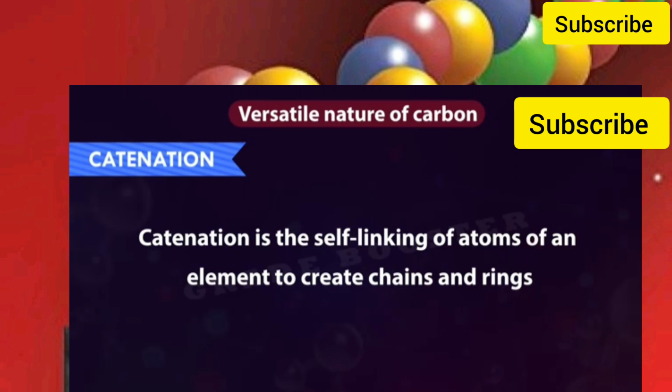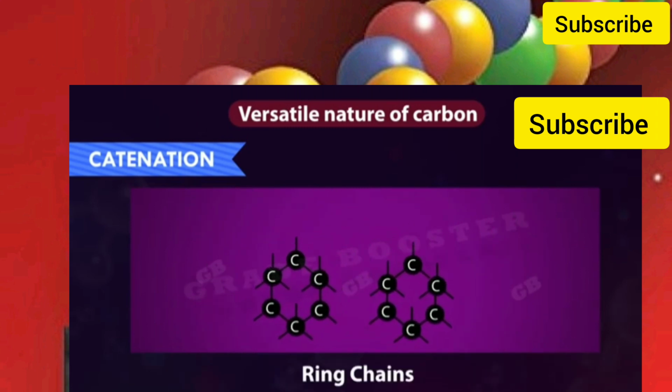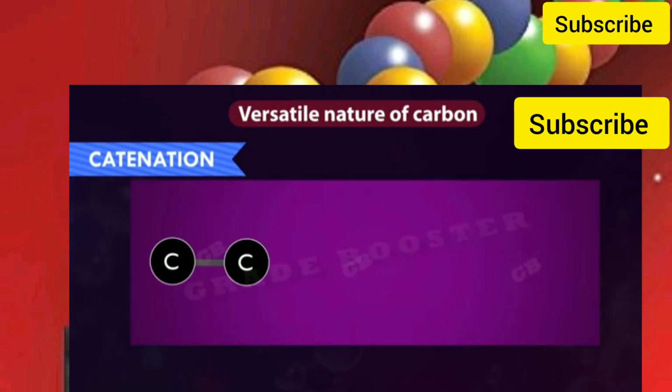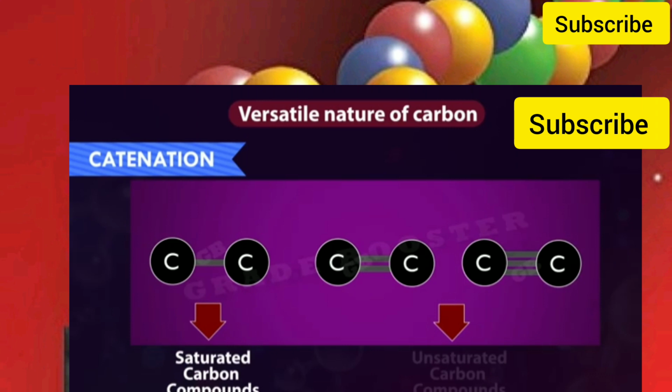Due to this property, carbon forms large molecules in the form of long linear chains, branched chains, and ring chains. In addition, carbon atoms may be linked by single, double, and triple bonds. Carbon compounds with single bonds are saturated carbon compounds. Carbon compounds with double and triple bonds are called unsaturated carbon compounds.